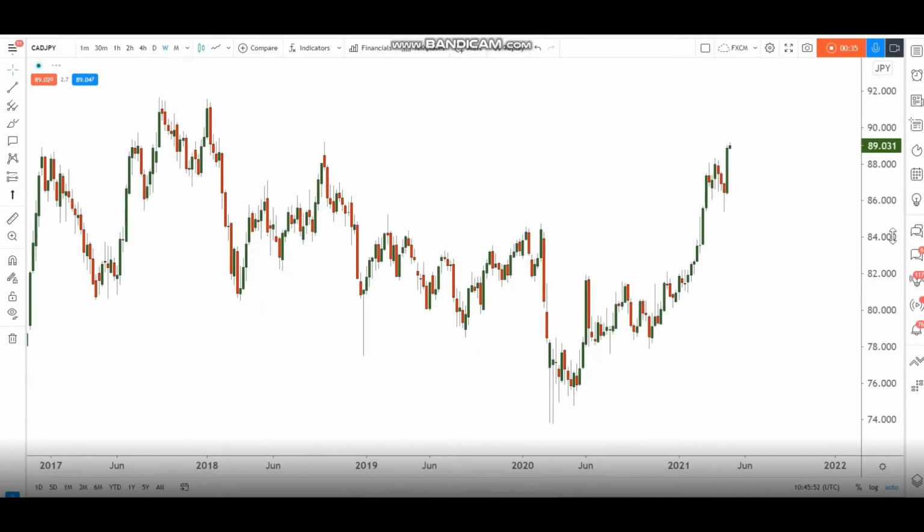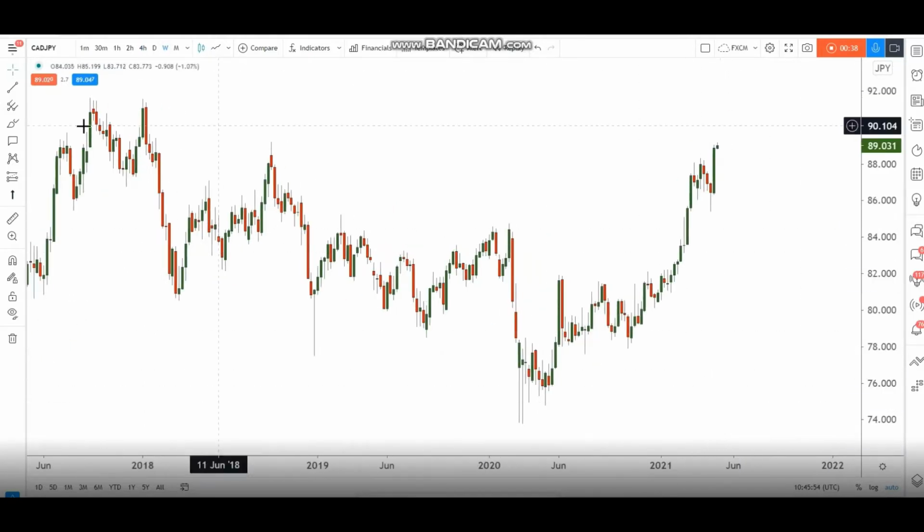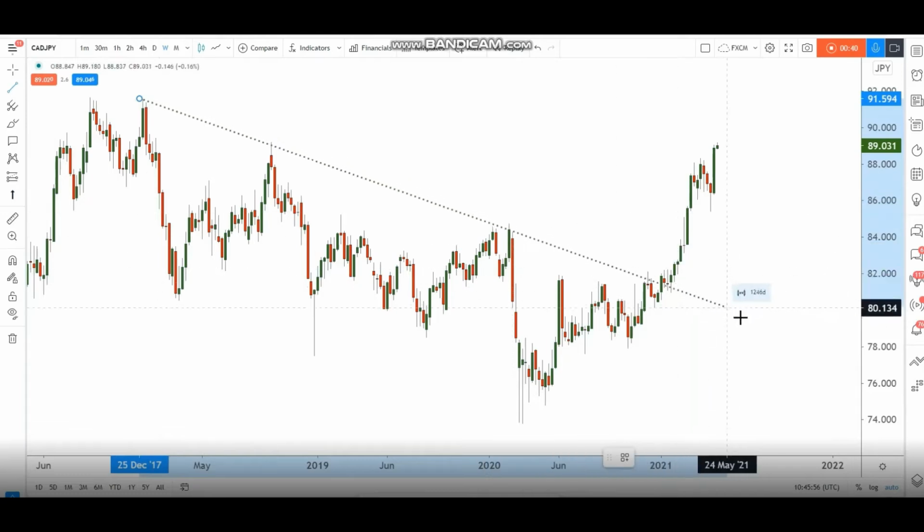CAD is currently on an uptrend. You can see that it has already broken the downtrend line. If I were to draw a downtrend line here, you can see that it has already broken the downtrend line, came back to retest the downtrend line, as well as push up further to show that it's on an uptrend.